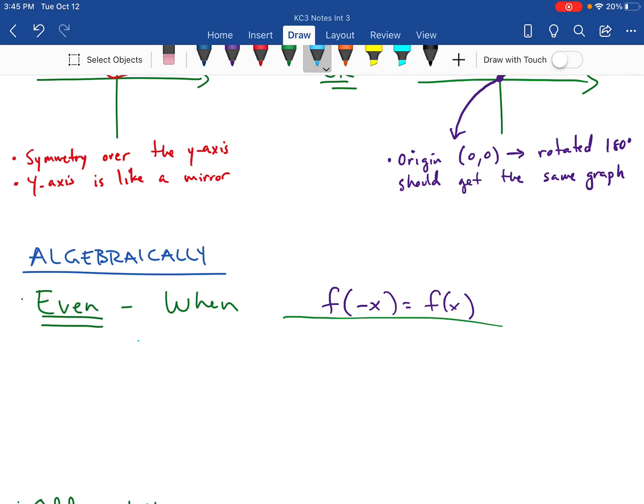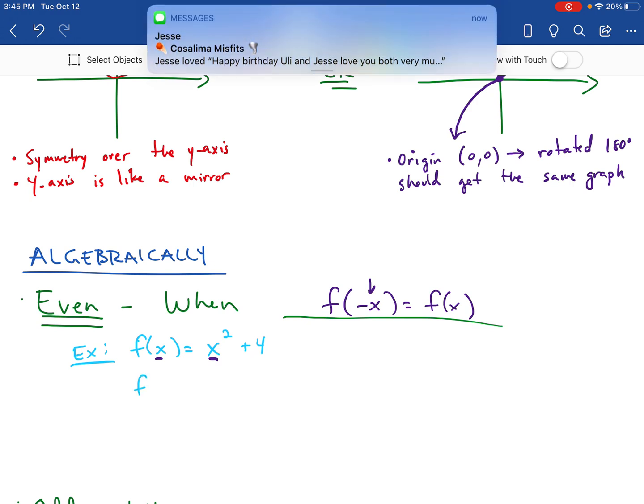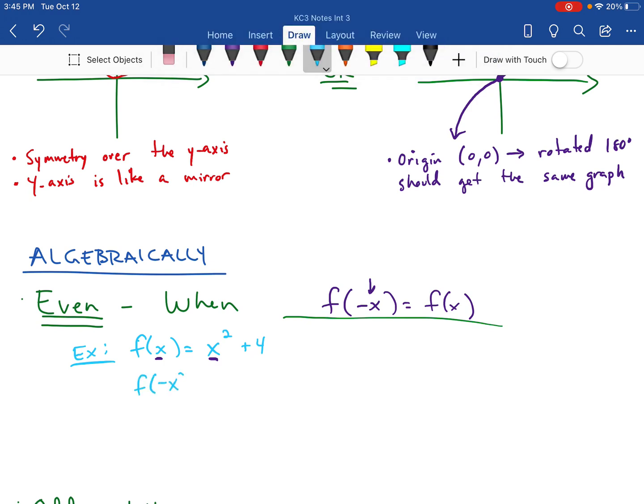Okay, now to do this, I'm going to go ahead and give you an example. It's so much easier when you have an example. So, for example, if I tell you that f of x is equal to x squared plus 4, everywhere I see x, I am going to substitute negative x, and then we'll see what happens after we simplify. So I'm going to have f of negative x equal to (negative x) squared plus 4. Again, don't forget to write your parentheses every time you have a negative term.